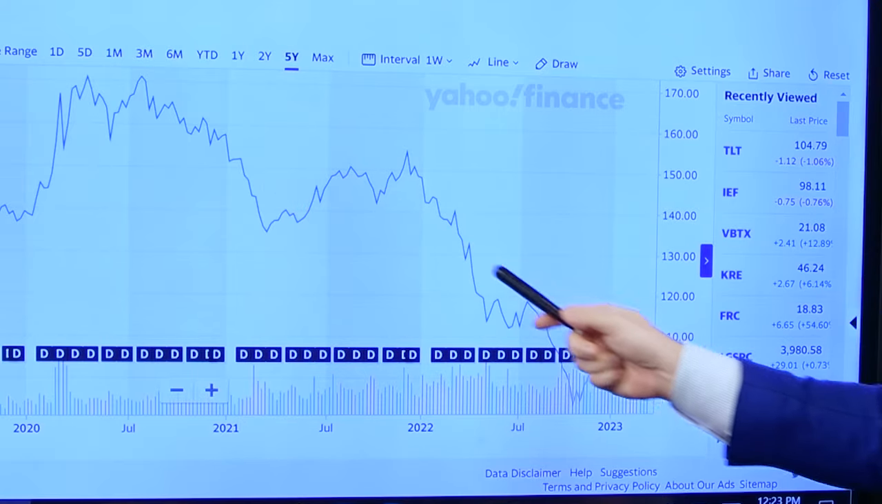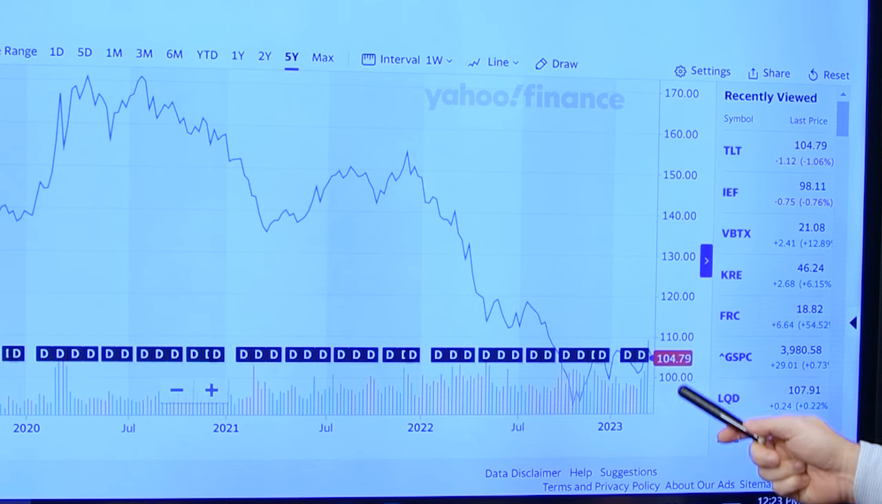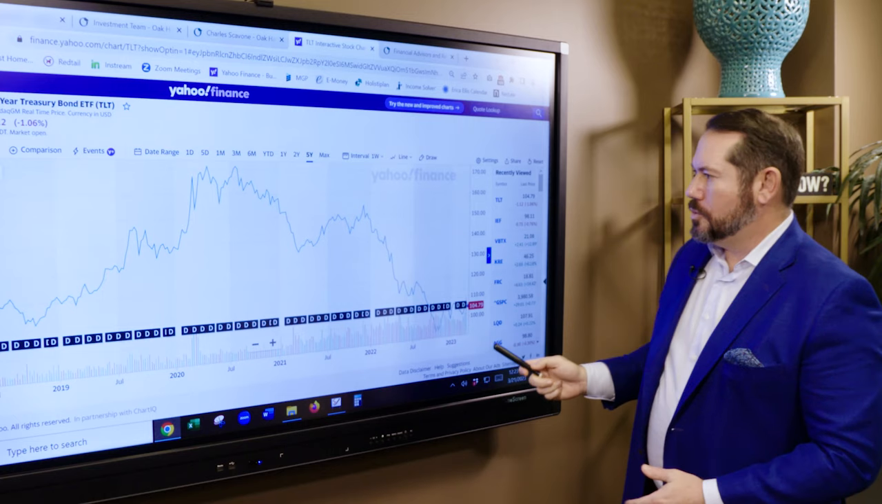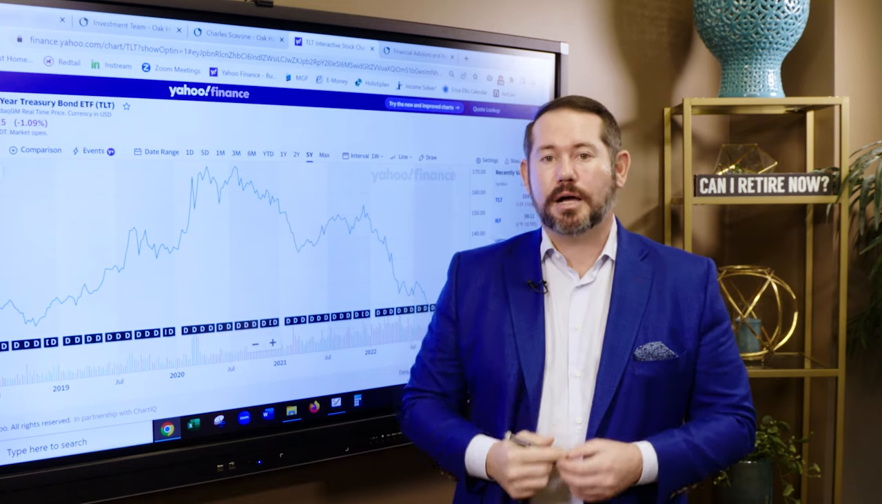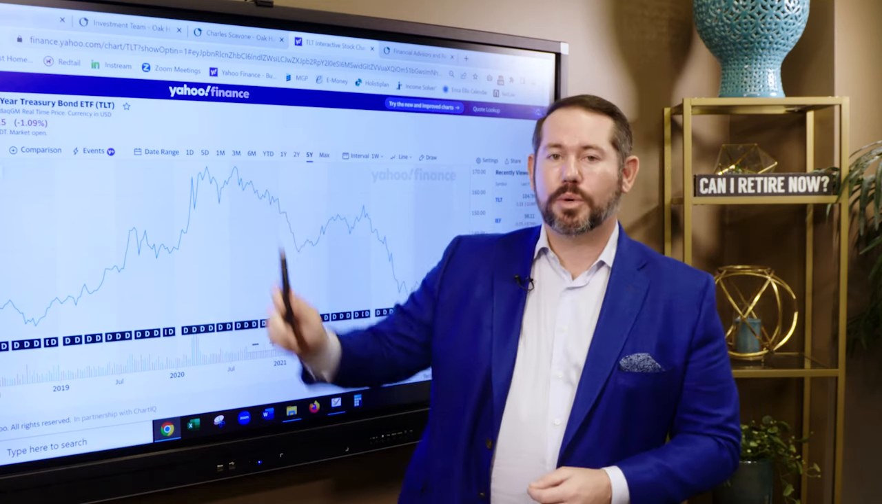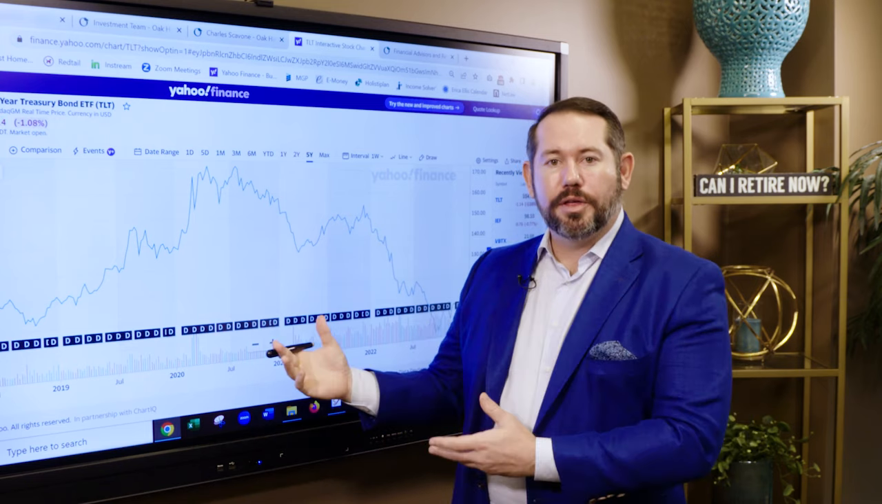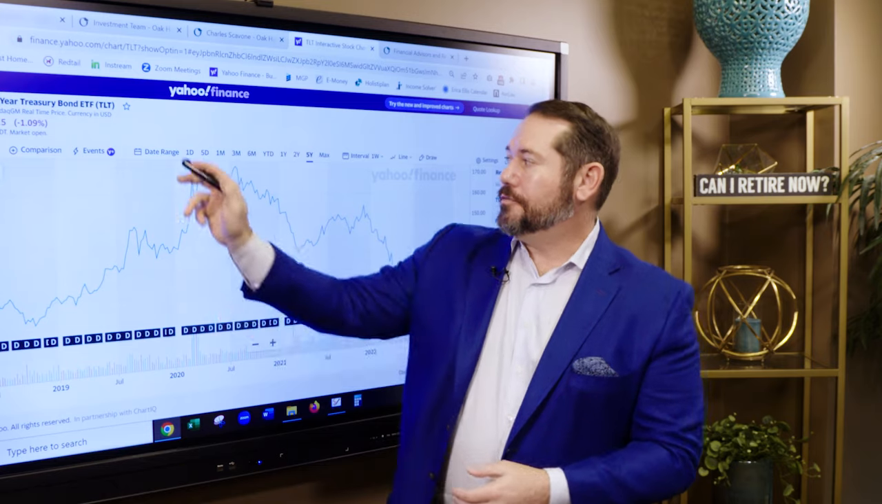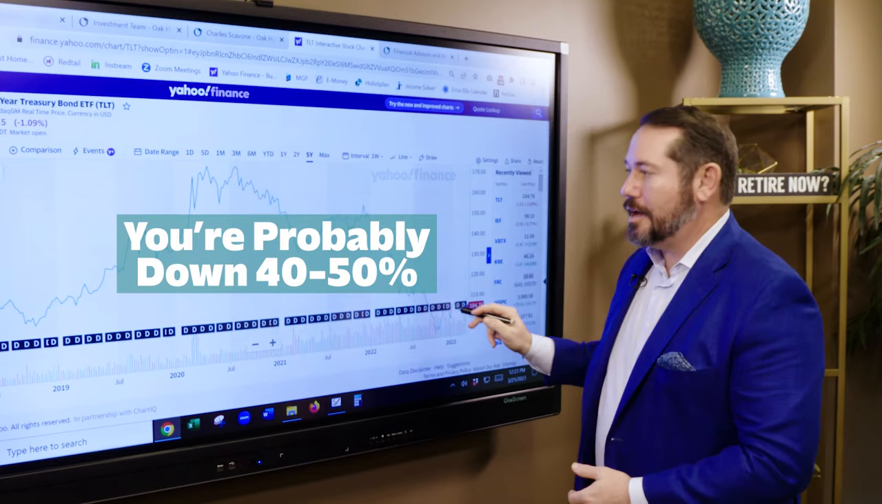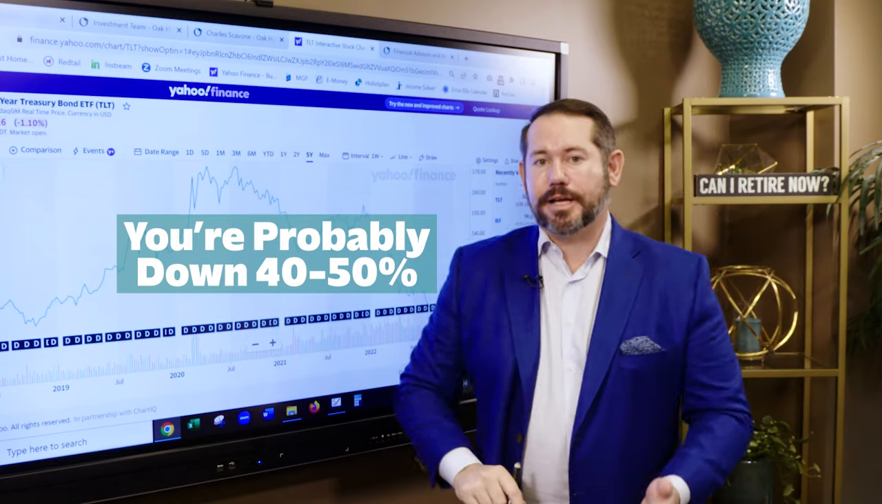And if we own this, now it's trading at 104. Okay, so it's roughly a 50% decline in value. So when someone tells you that bonds are safe, these are government bonds over a 20-year period. If we held them for 20 years, we're going to get that money back. But if you bought it here, you're probably down 40, 50%. You're not feeling like it's too safe.